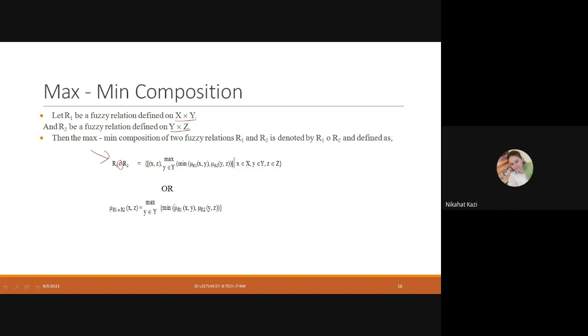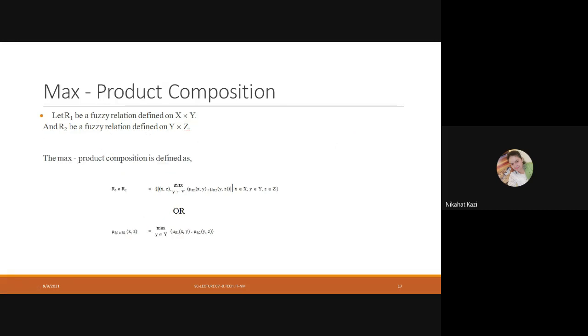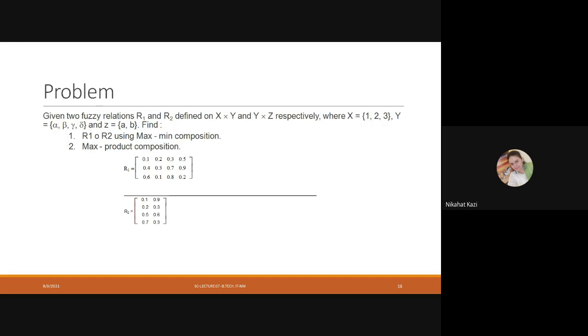So this is the mathematical way of writing it, or some alternate way is also given. You can write it in this fashion also. Similarly, for max product, instead of the min operation, we are just replacing it with product. The same idea, only thing is you have product here, the rest remains the same. So mathematically, you should be able to write max min and max product. Given these two relations R1 and R2, you have to find R1 o R2 using max min and max product composition.